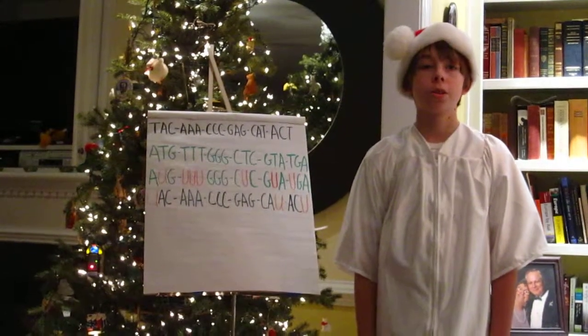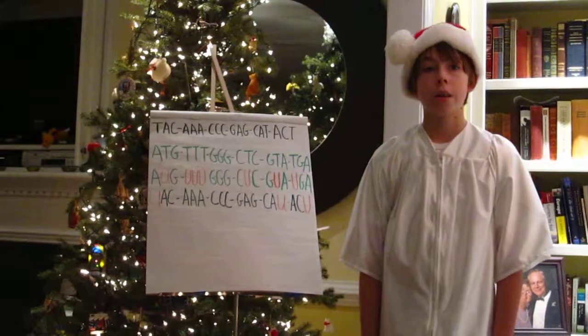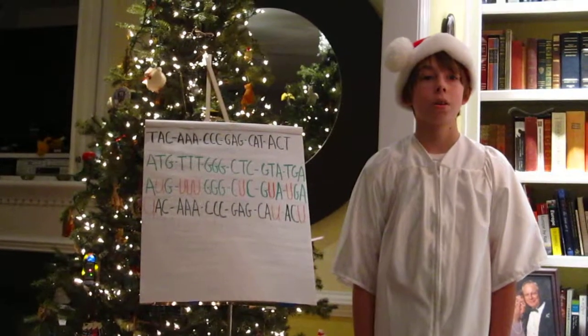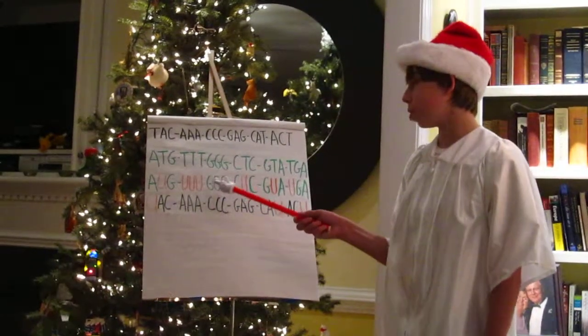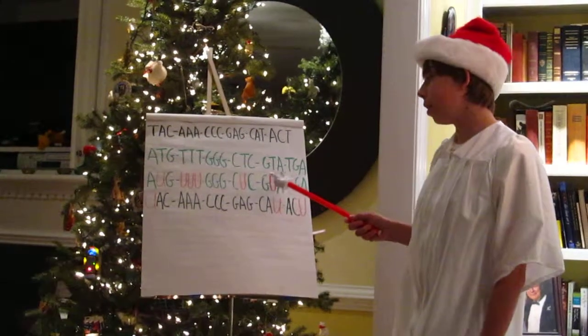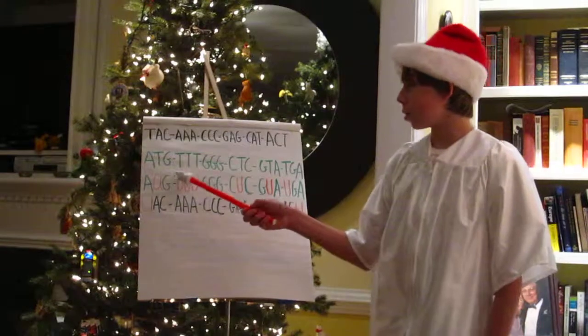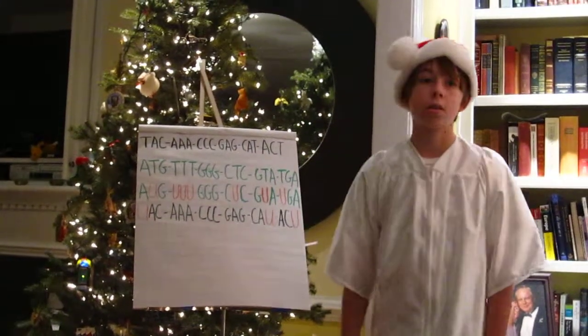Next, a termination code indicates where transcription will stop. Lastly, the mRNA produced is called an mRNA transcript. So we have AUG, UUU, GGG, CUC, GUA, UGA. As you can see, the T's are replaced by the U's in the sense strand.